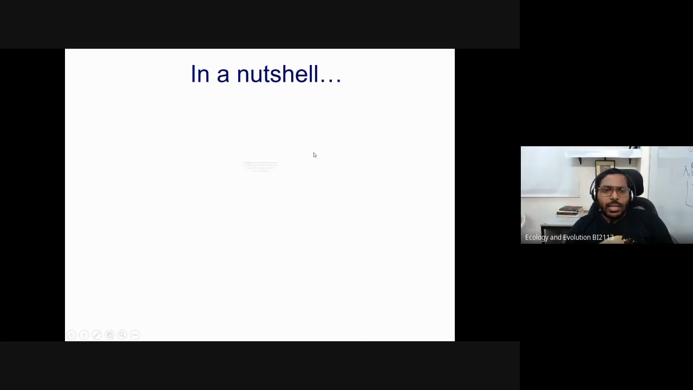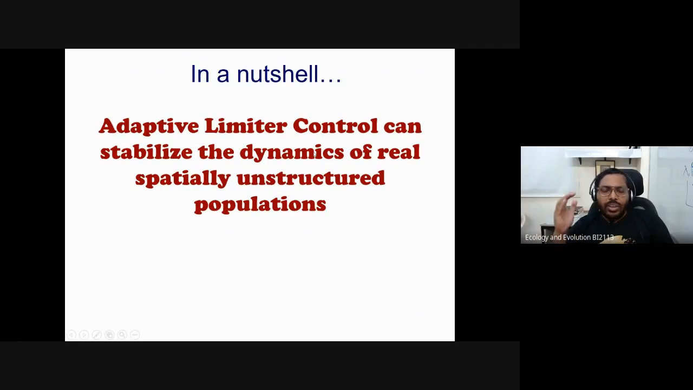In a nutshell, this adaptive limiter control was able to stabilize the dynamics of spatially unstructured populations. Why are we calling them spatially unstructured?